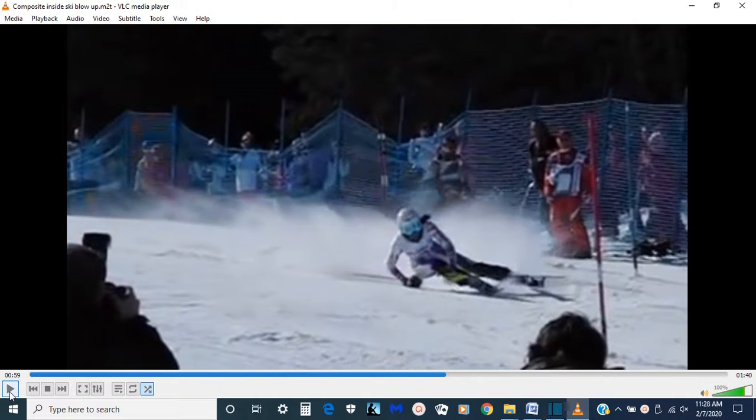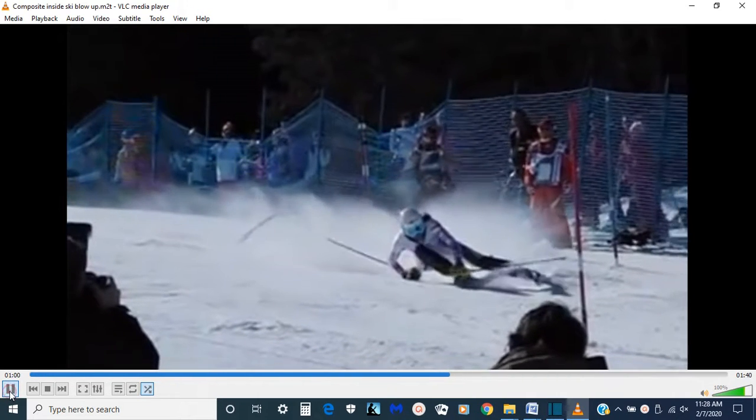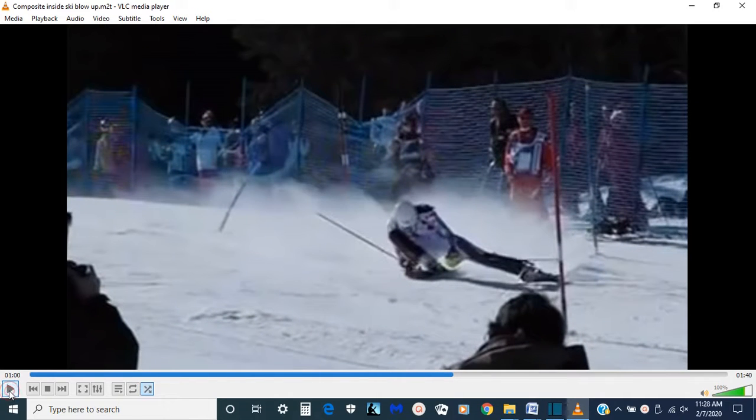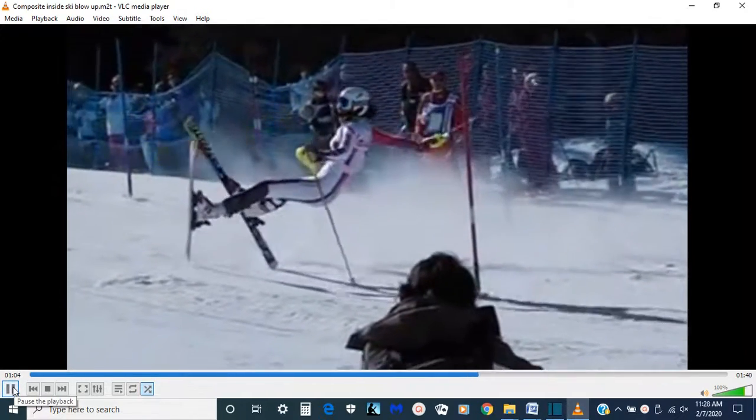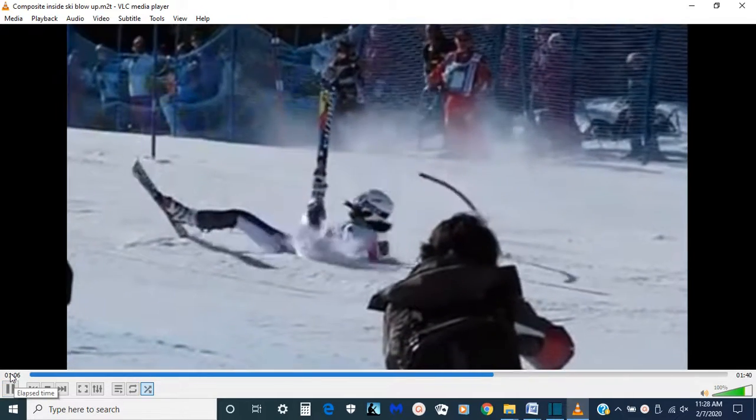Now watch when that tip grips, right? Her knee hits her chin. Bam, right? Pulls her around and tosses her, torques her around.